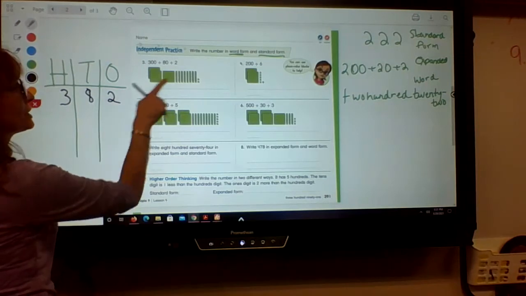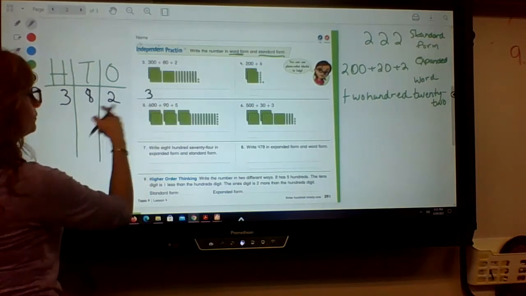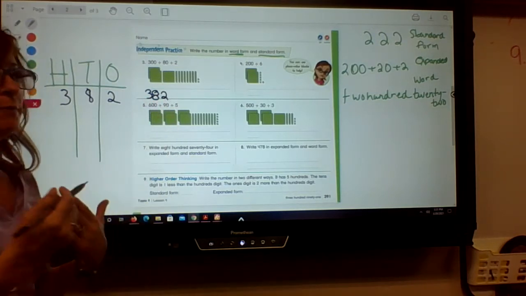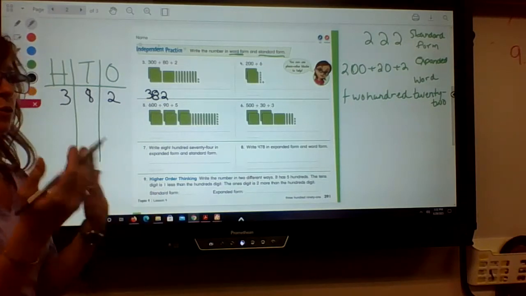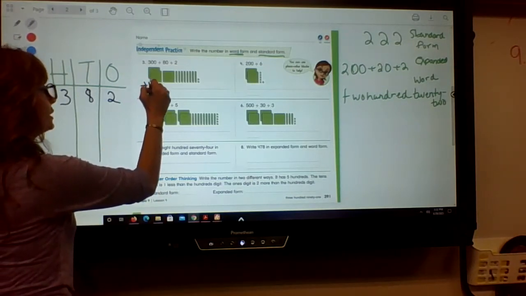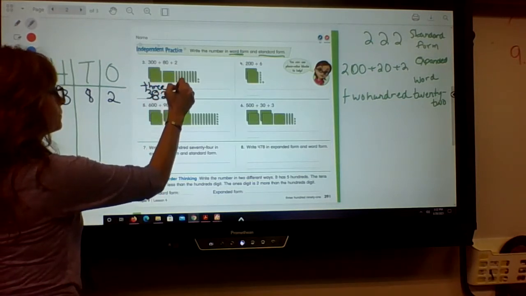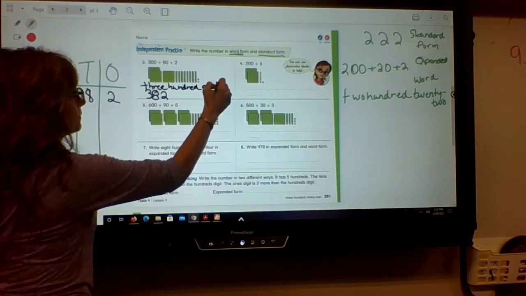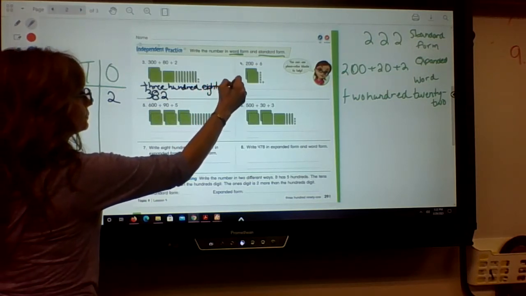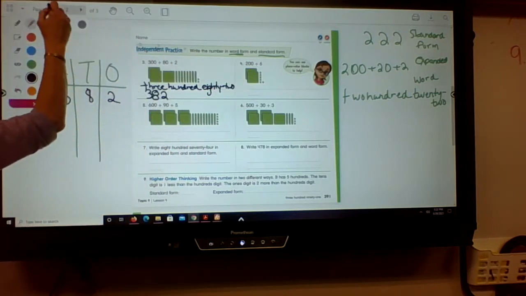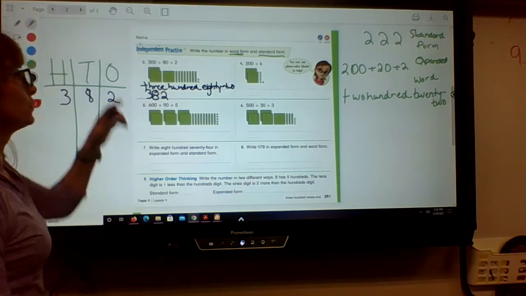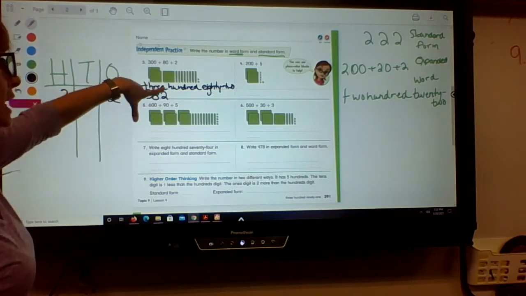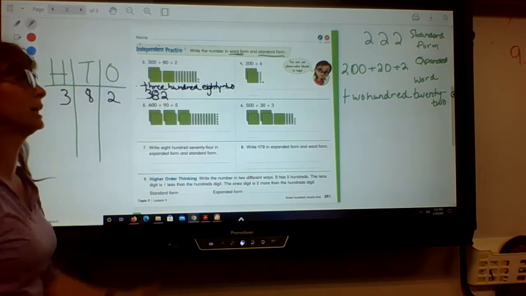Now let's write our standard form, which is 300, which I just did in my place value chart, 382. And when you think of word form, think about how when you read the number aloud, how the words come out. So 300 82. Okay. Next one. So we have expanded form, 300 plus 80 plus 2. We have word form, 382. And then we have standard form, 382.